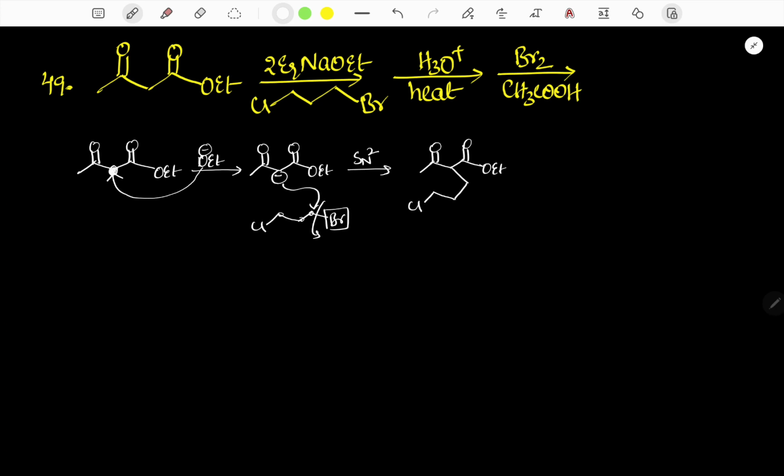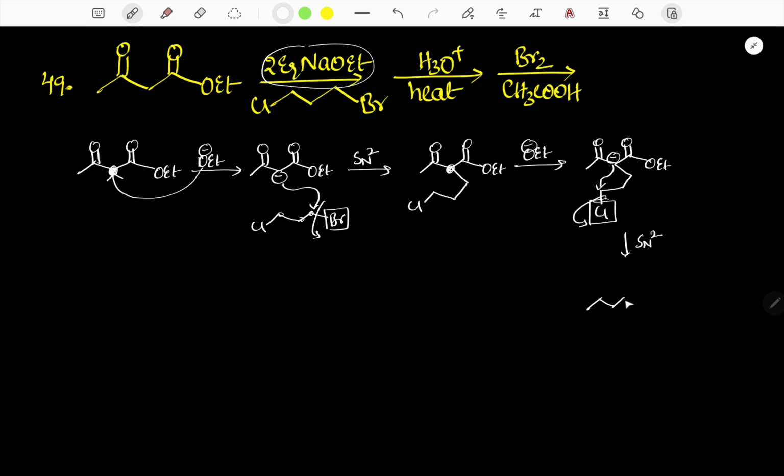Now here we are also using another equivalent of base, and this active methylene has another proton, so C minus will form. Within the molecule, the nucleophile and the alkyl chloride leaving group are present, so an SN2 reaction takes place. Again an SN2 reaction takes place, intra SN2, also known as NGP type mechanism.